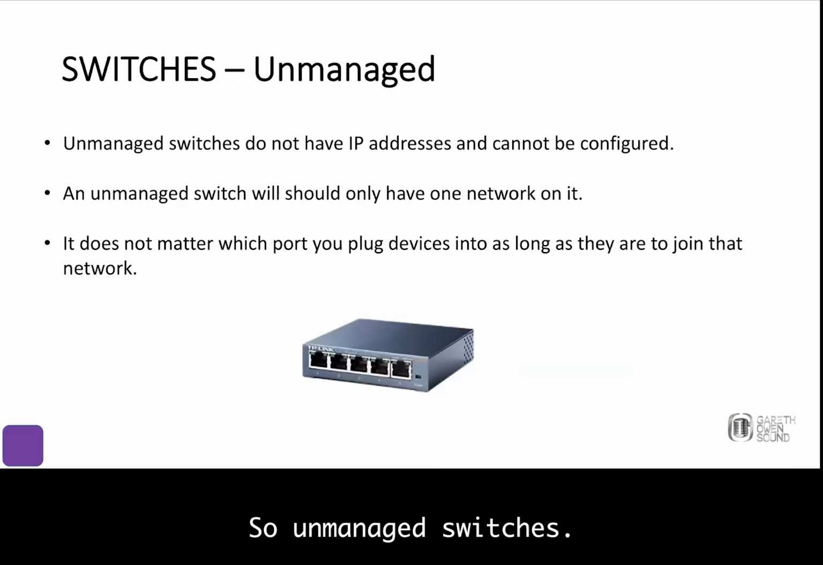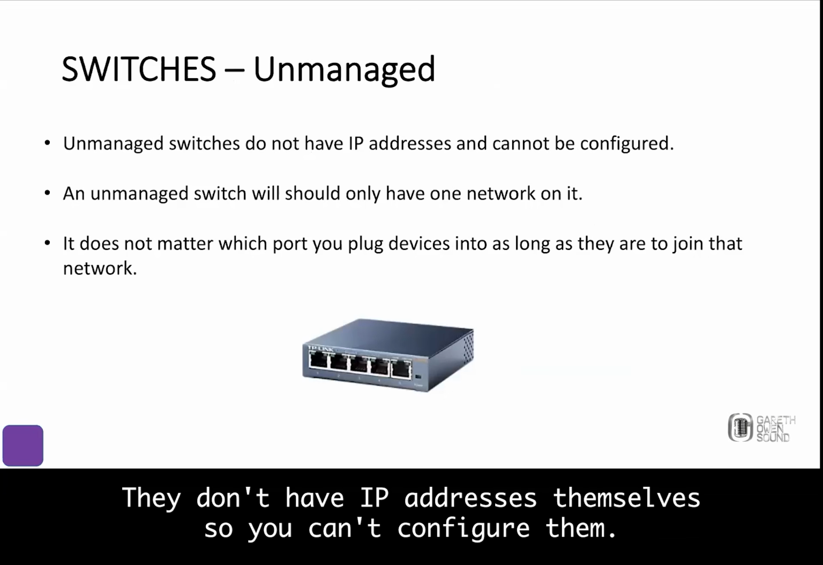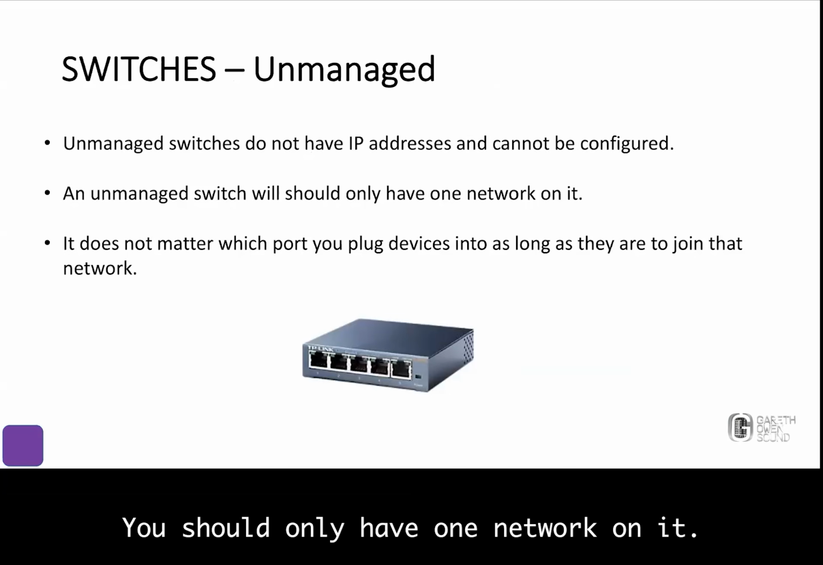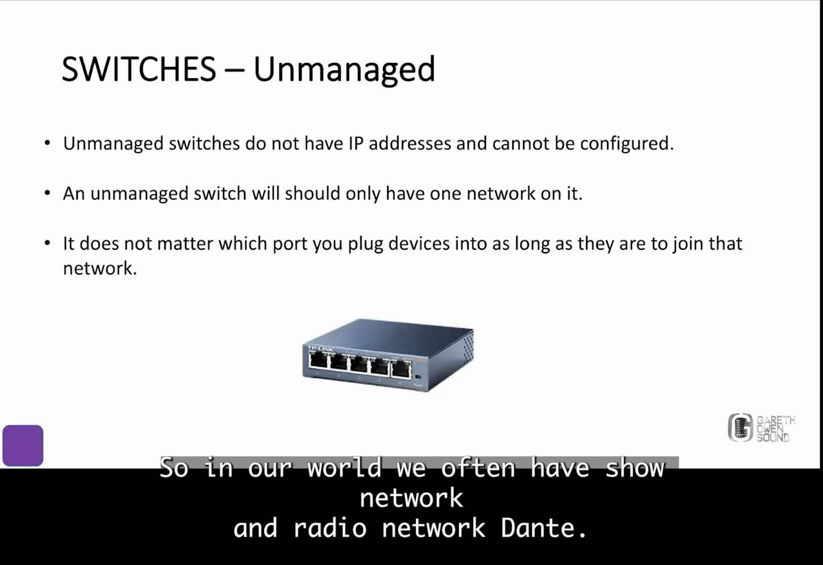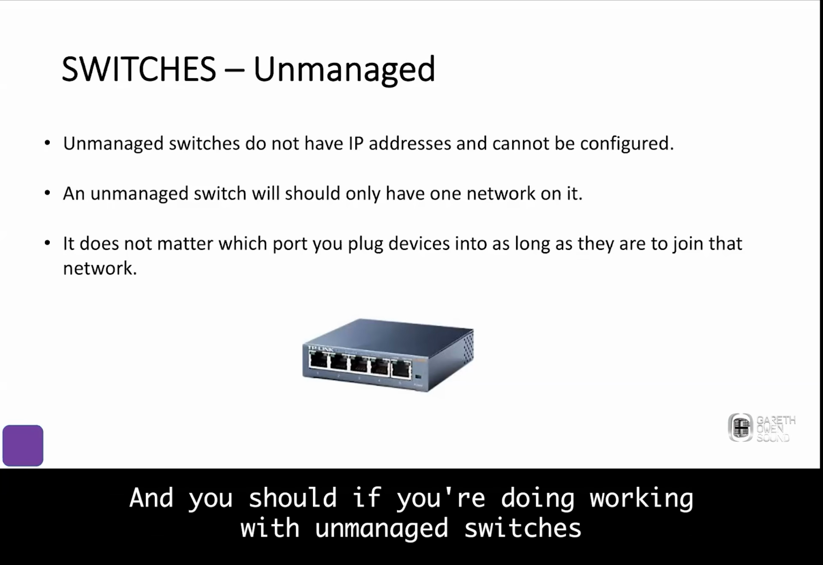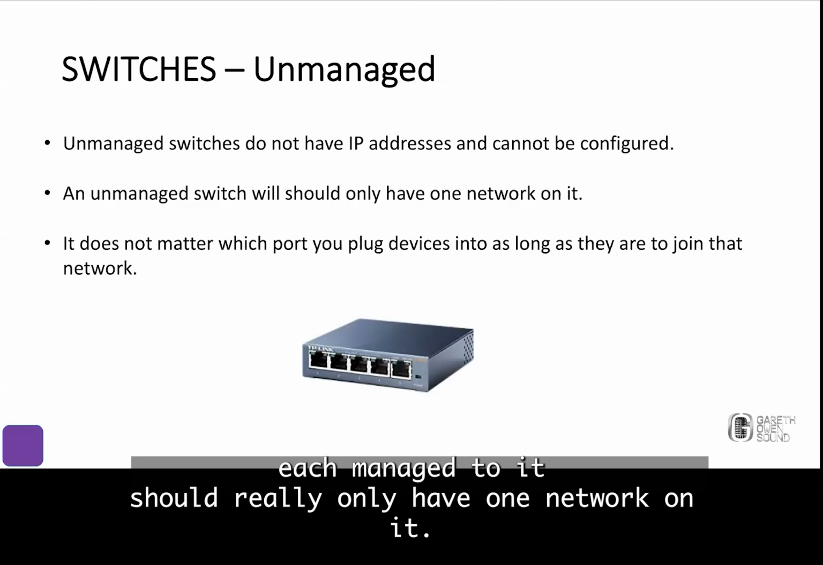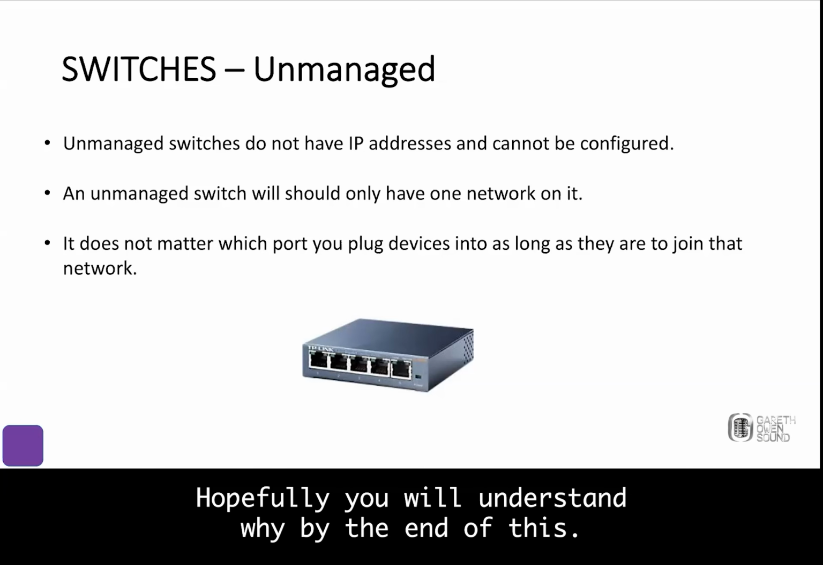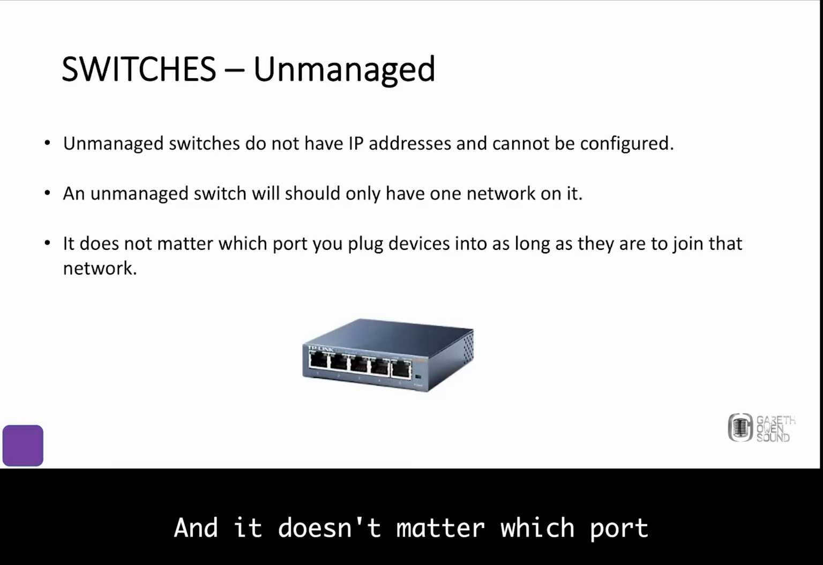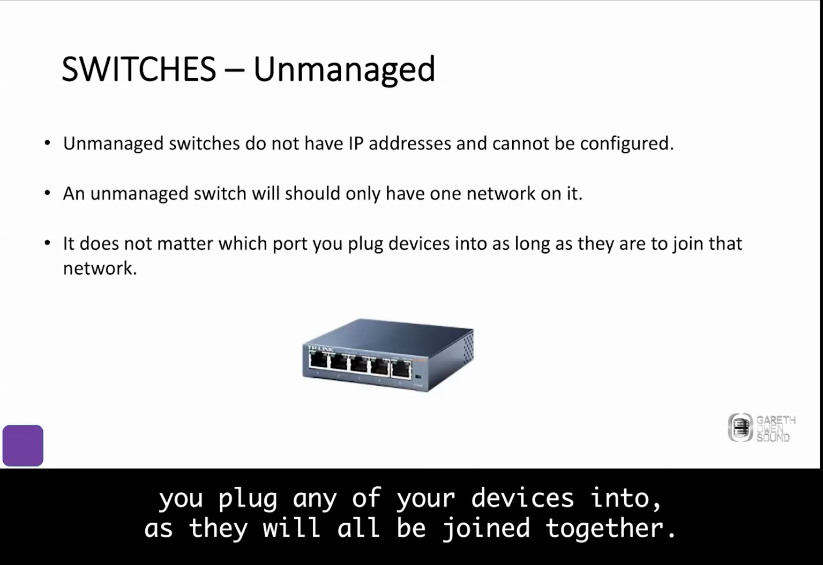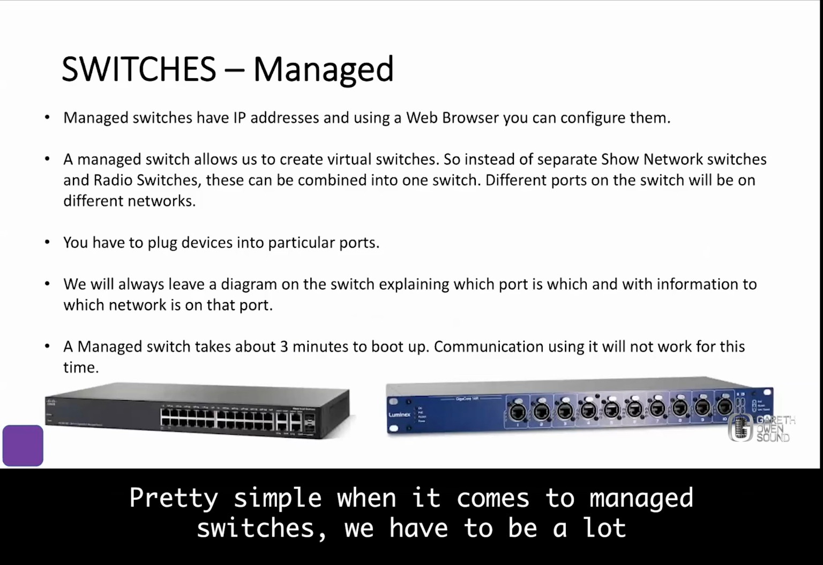So, unmanaged switches. Unmanaged switches don't have IP addresses themselves, so you can't configure them. You should only have one network on it. So in our world, we often have a show network, a radio network, and Dante. If you're working with unmanaged switches, each unmanaged switch should really only have one network on it. Hopefully you'll understand why by the end of this. And it doesn't matter which port you plug any of your devices into, as they'll all be joined together. Pretty simple.